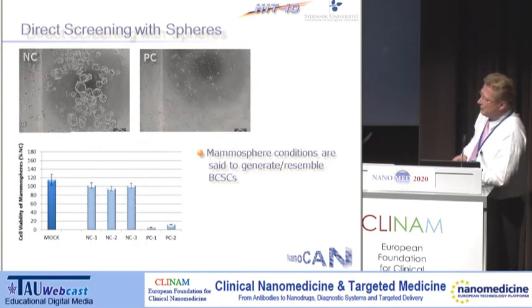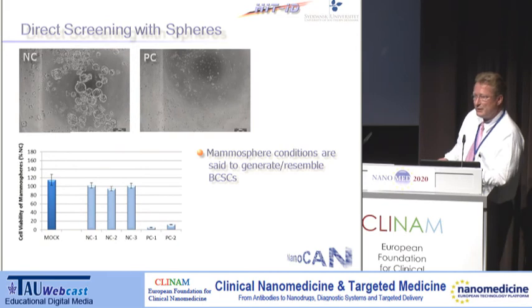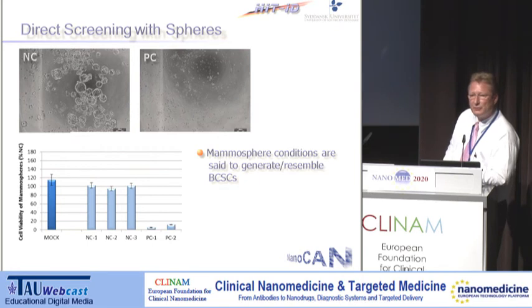So we decided, after we had successfully set up screening with adherent breast cancer cells, to dare the challenge to do screening directly in mammosphere cultures. Because as said, this is thought to reflect better the situation in the cancer stem cells, and mammosphere cultures are known to be enriched for cancer stem cells.